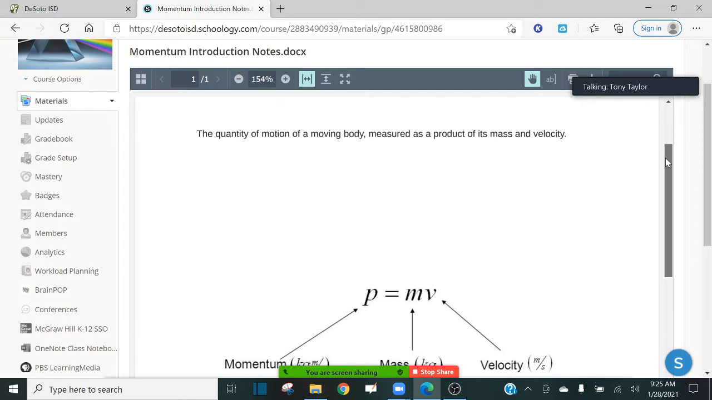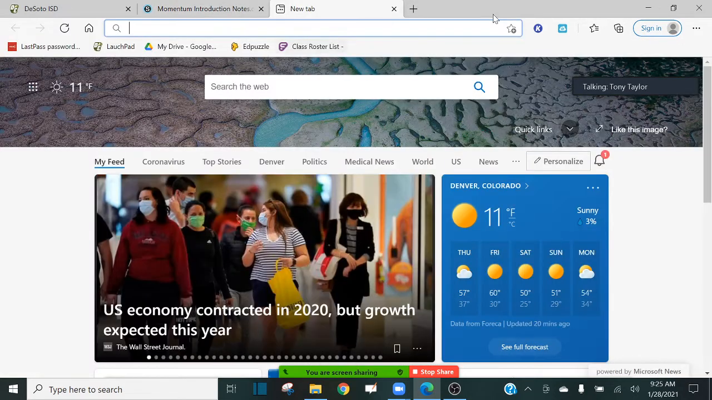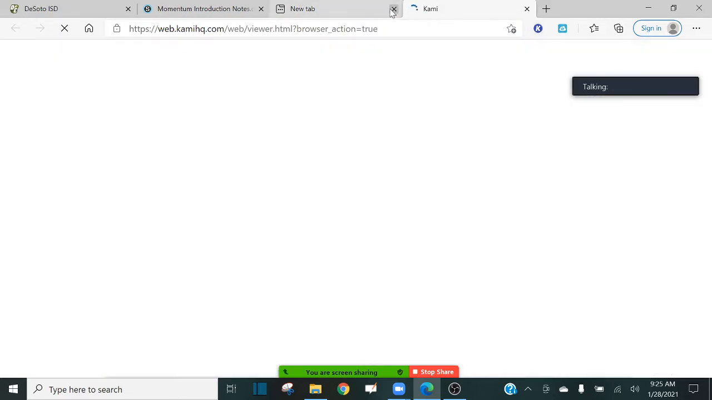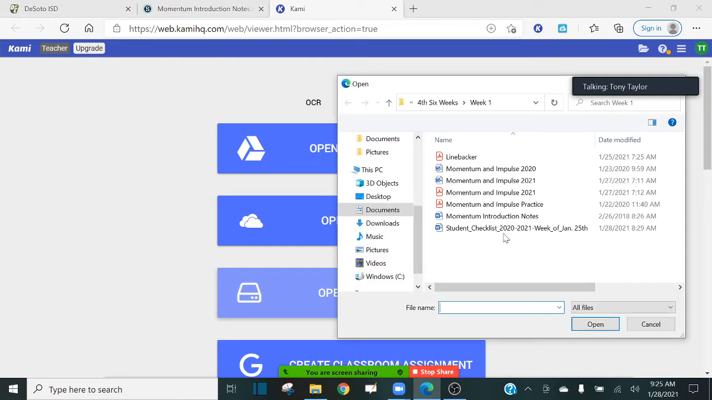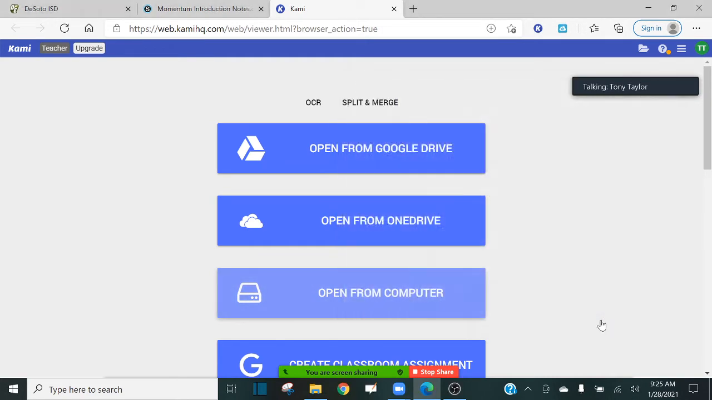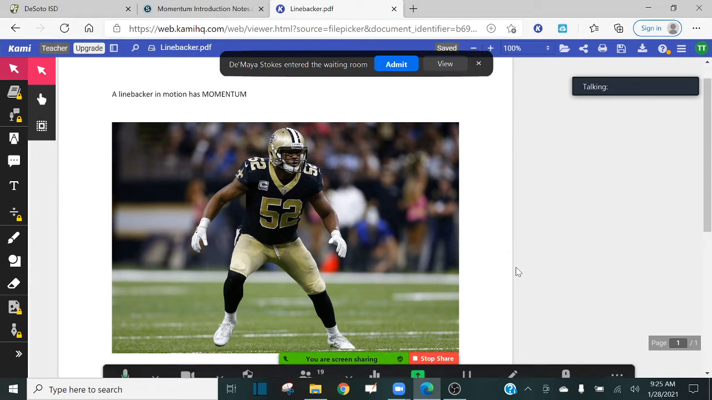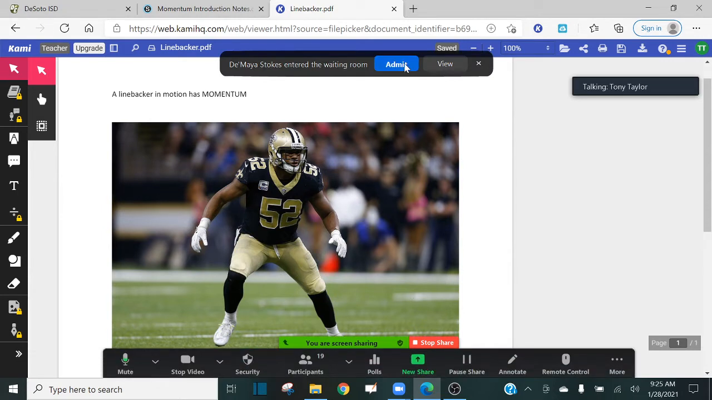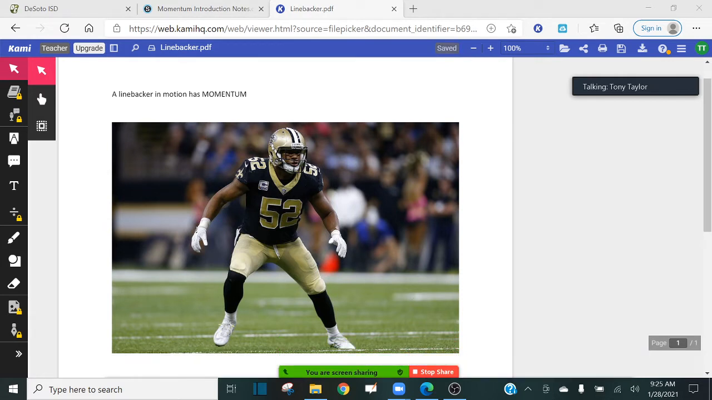Momentum is defined as the quantity of motion. Remember last time how I explained this. Let me bring up this picture here. For those of you who were able to watch the YouTube video, remember how I said anything that is in motion has momentum. For example, imagine a linebacker that is running and he is about to tackle the quarterback. As long as that linebacker is in motion, he has momentum.